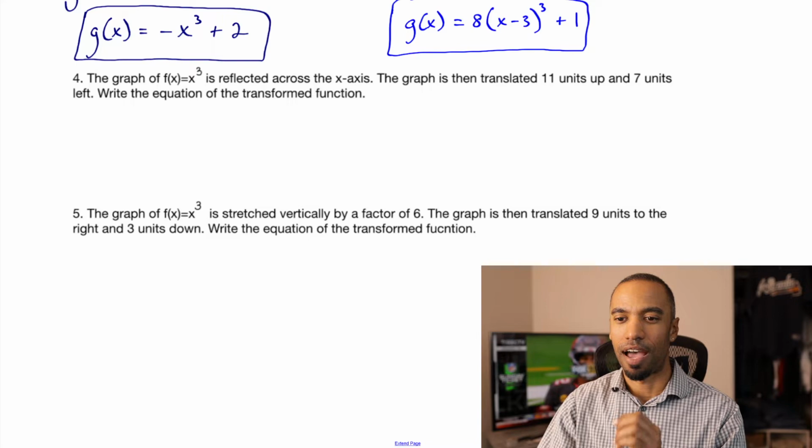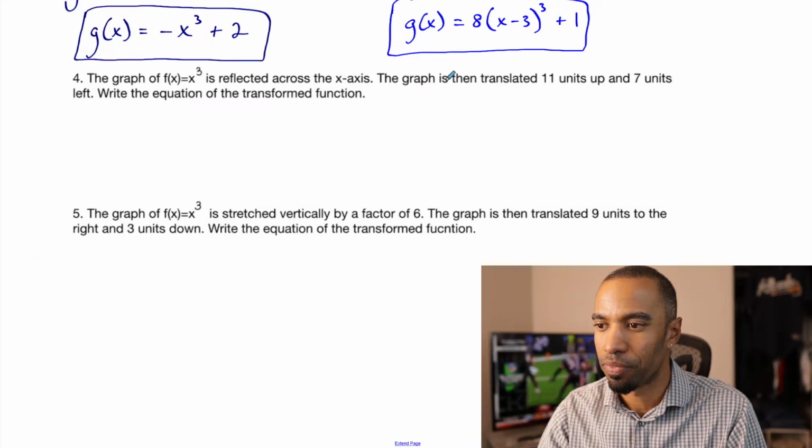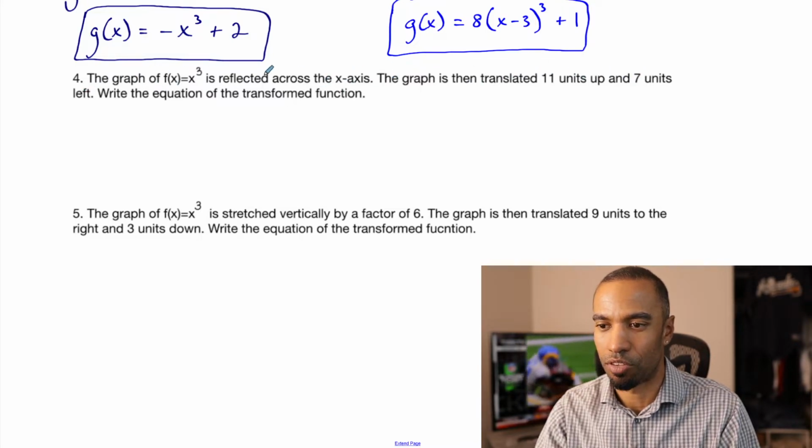All right, numbers 4 and 5. Here we go. The graph of f of x equals x cubed is reflected across the x-axis. The graph is then translated 11 units up and 7 units left. Write the equation of the transformed function.